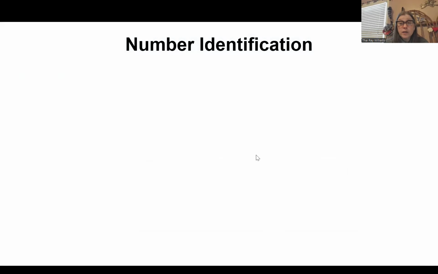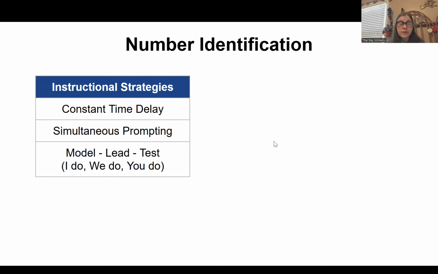All right, we're going to keep rolling with early numeracy skills, and now we're going to talk about number identification. Instructional strategies that are evidence-based or research-based for teaching number identification are constant time delay, simultaneous prompting, and model lead tests. Could you use system of least prompts? Absolutely, you could use system of least prompts.